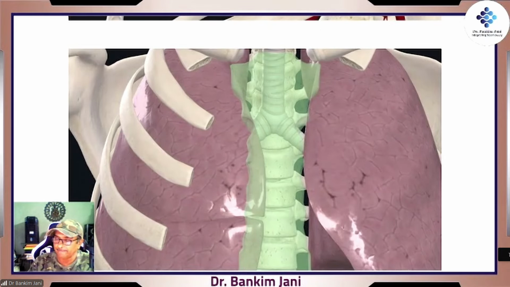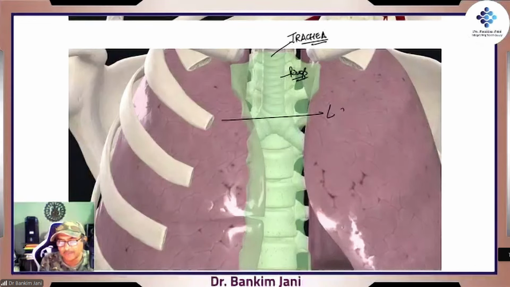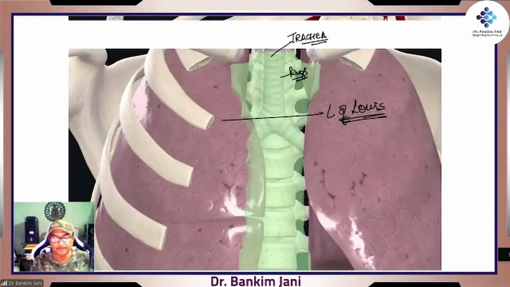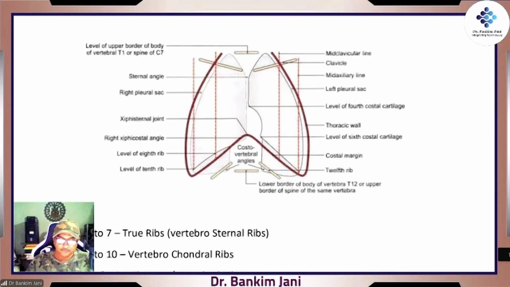That's the trachea. Trachea is classically identified by its rings. See, these are the tracheal rings. And then it divides at this angle, the angle of Louis. This is more or less from the anatomy perspective, but what it is trying to explain is the pleural reflections.